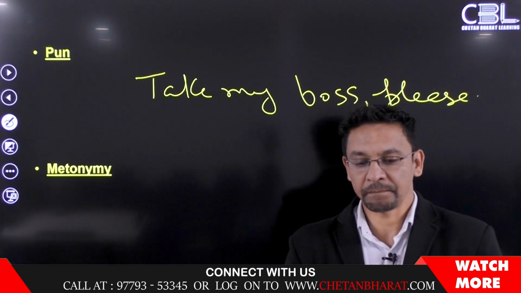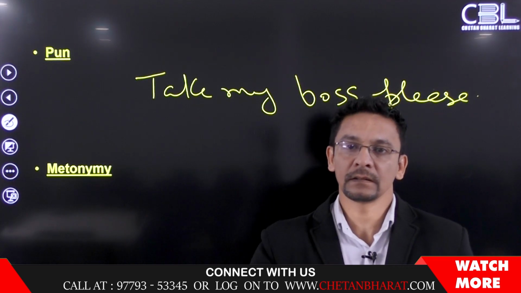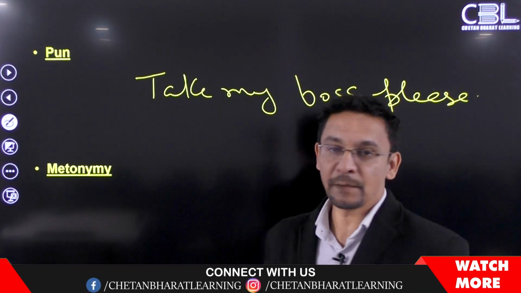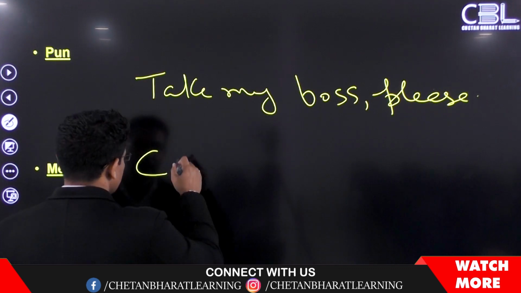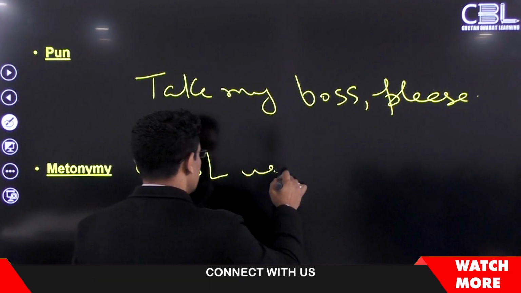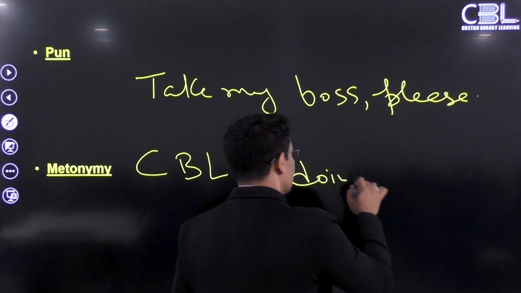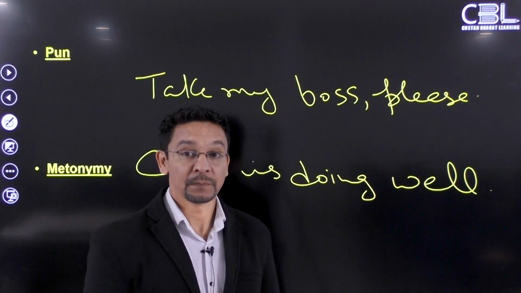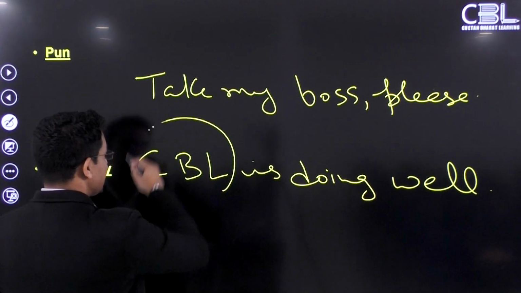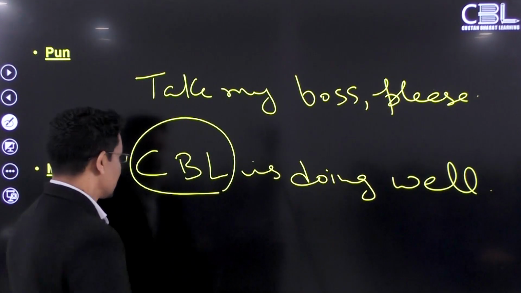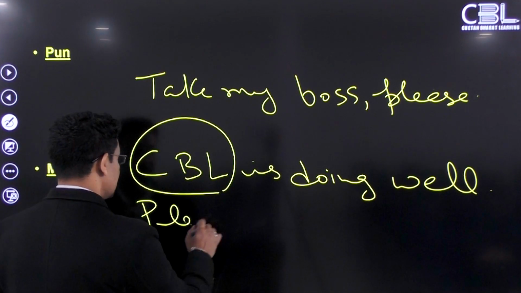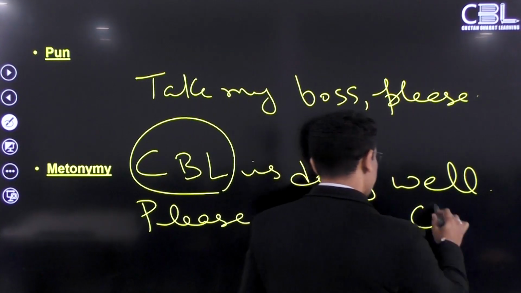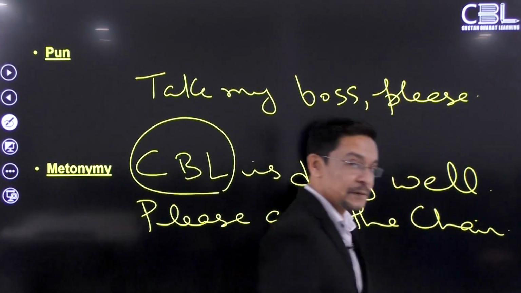Well, the next one, metonymy. Metonymy means treating a particular idea or an organization as one person. For example, CBL is doing well. That is metonymy. CBL is not a person, but we treat it like a person. CBL is doing well. Please ask the chair. Now this chair represents chairperson.